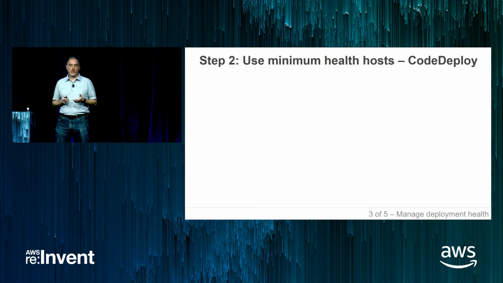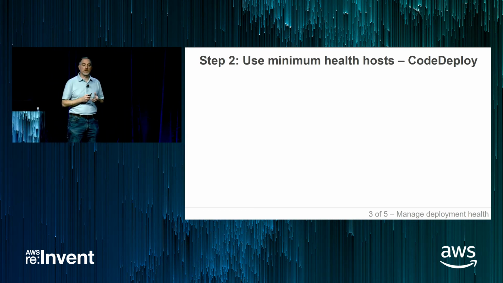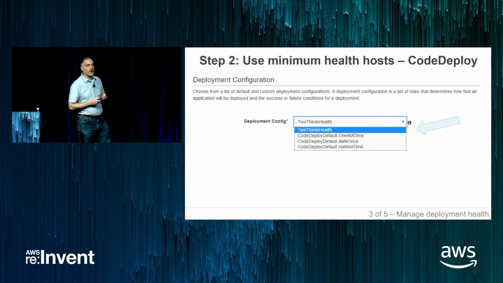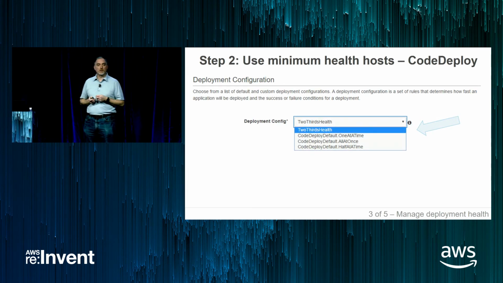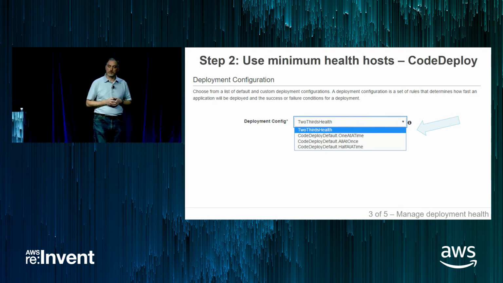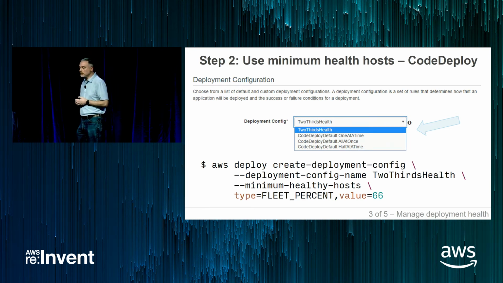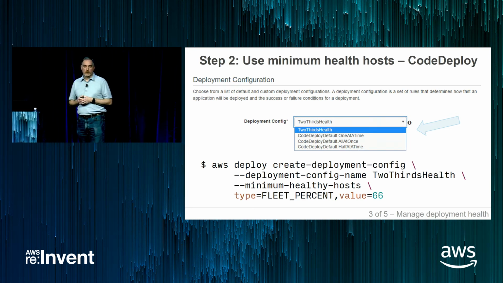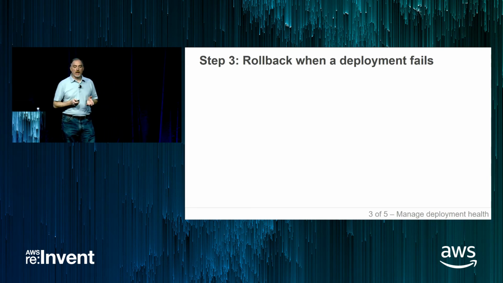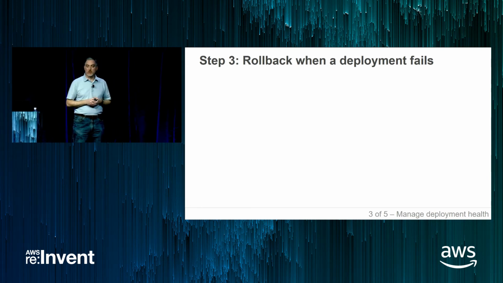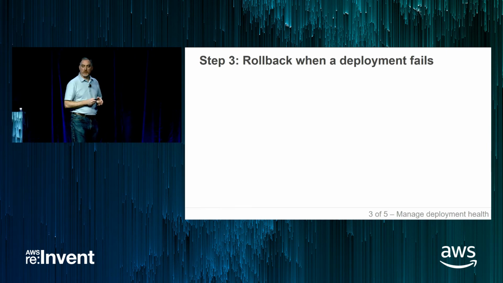Now, CodeDeploy supports the minimum healthy host setting via deployment configuration. By default, CodeDeploy will update one host at a time, but it also provides the ability to update all hosts at once or half at a time. If these options aren't suitable for you, then you can also define your own percentage via the CLI.